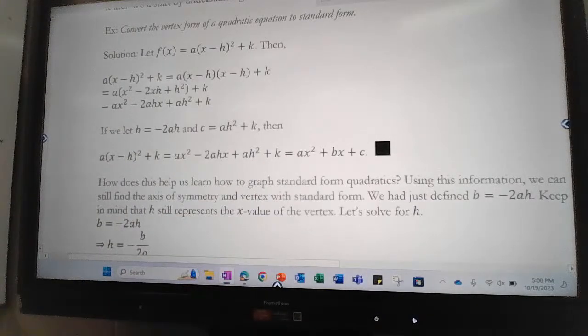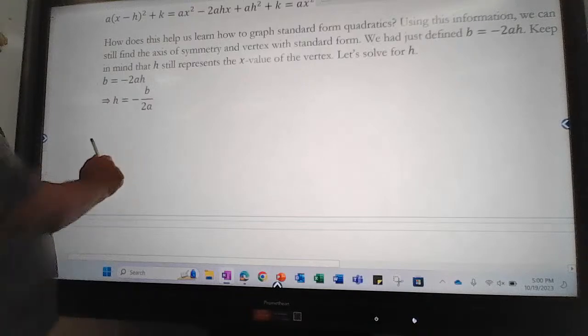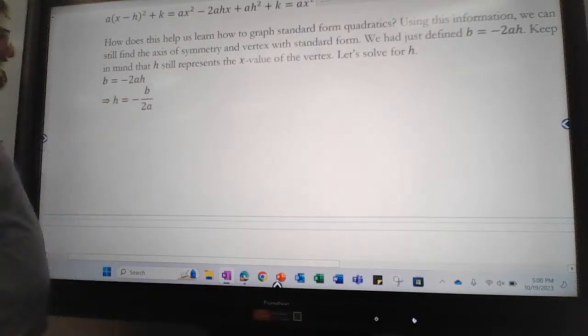Okay, and there are techniques that we can use to still find the vertex and axis of symmetry with the standard form. Like for example, if b is equal to -2 times a times h, and I solve for h, well, I just divide both sides by -2a.